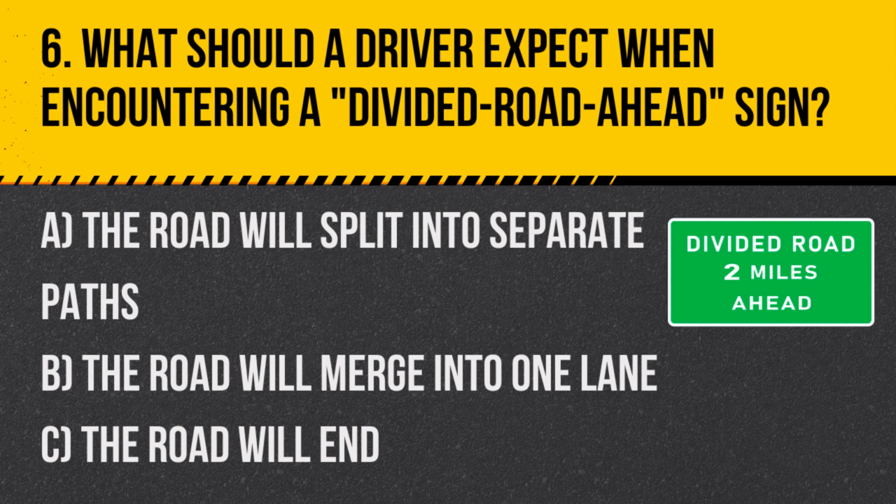Question 6. What should a driver expect when encountering a divided road ahead sign? A. The road will split into separate paths. B. The road will merge into one lane. C. The road will end. Answer: A. The road will split into separate paths. Drivers should prepare for a divided roadway.